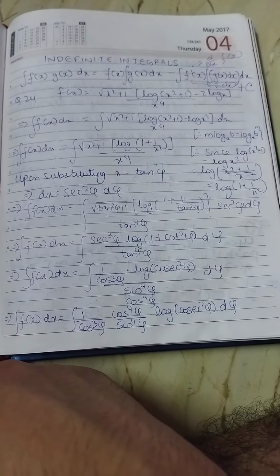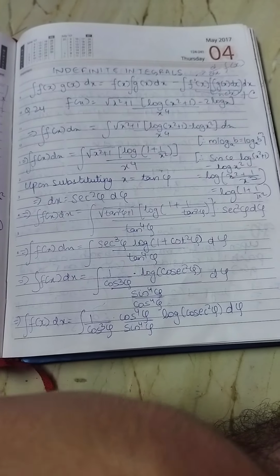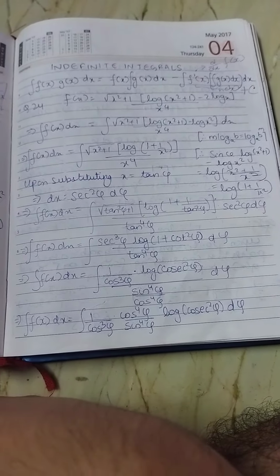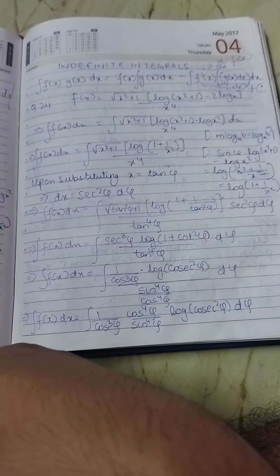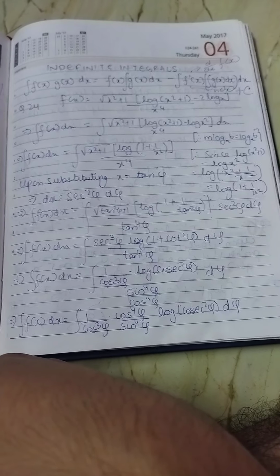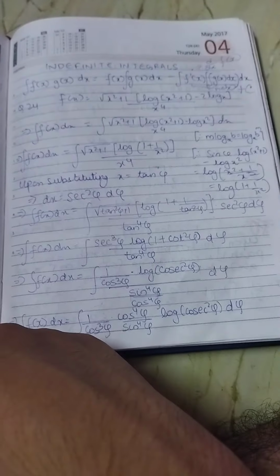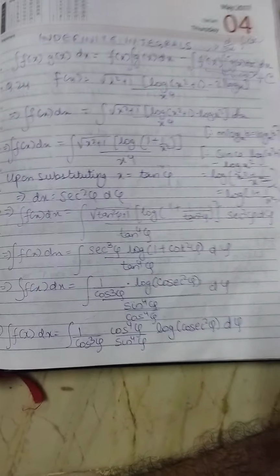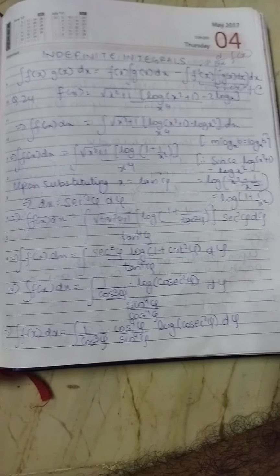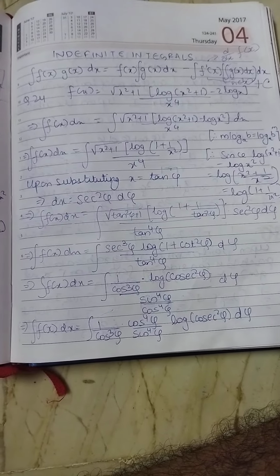Now how we will solve it, students? We will use integration by substitution and integration by parts. Two different techniques will be used in order to solve this indefinite integral. We will see how. So f of x is equal to root over of x square plus 1 times log of x square plus 1 minus 2 log x, divided by x to the power 4.